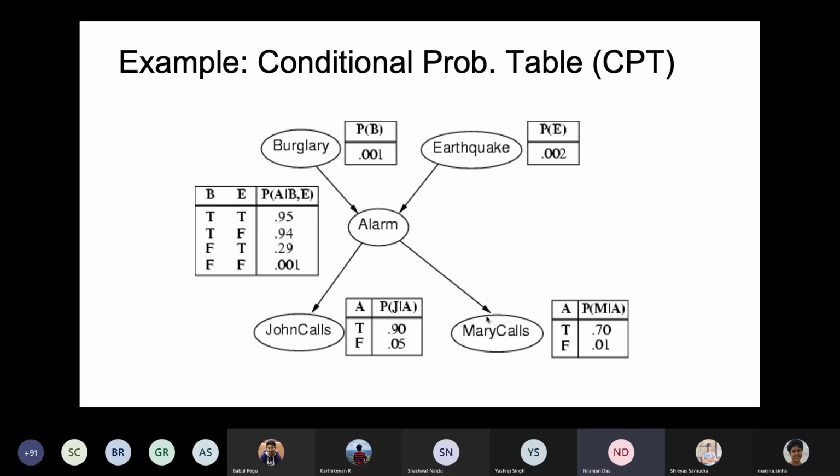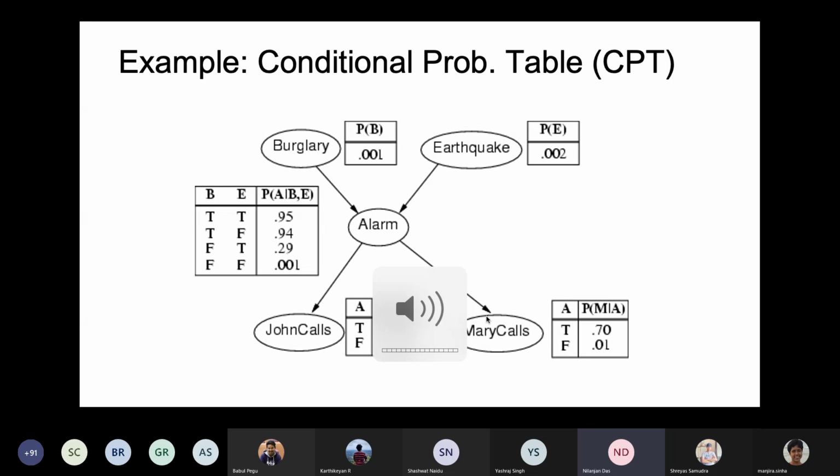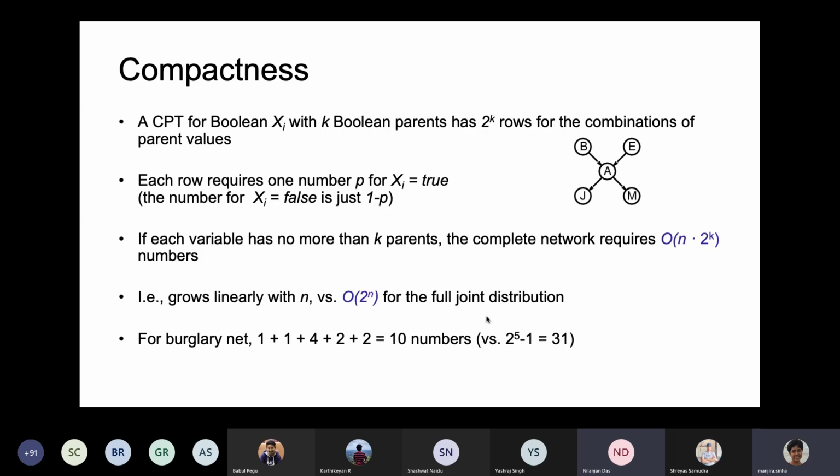Yes, no? Are people listening? No. Okay, so let us move forward.